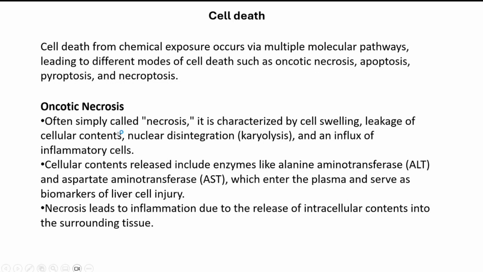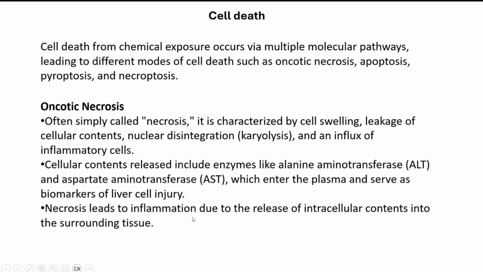Oncotic necrosis is often simply called necrosis. It is characterized by cell swelling, leakage of cellular content, nuclear disintegration, karyolysis, and an influx of inflammatory cells. A lot of inflammatory cells will be there. Cellular contents released include enzymes like alanine aminotransferase and aspartate aminotransferase, which enter the plasma and serve as biomarkers of liver cell injury.